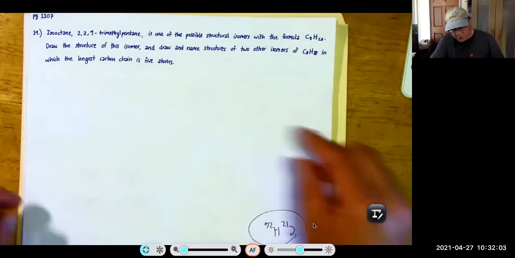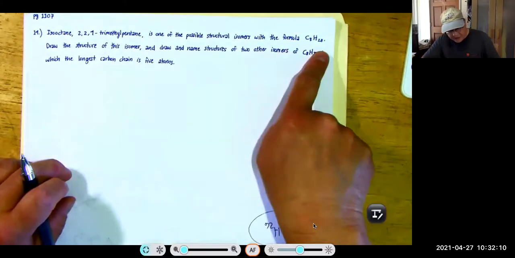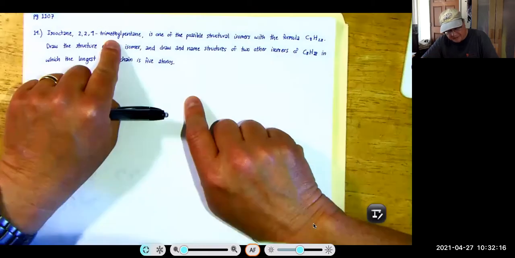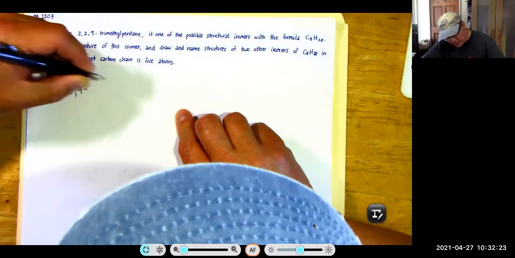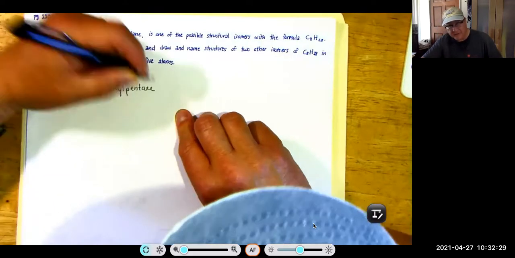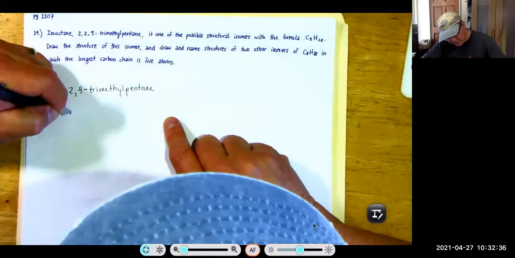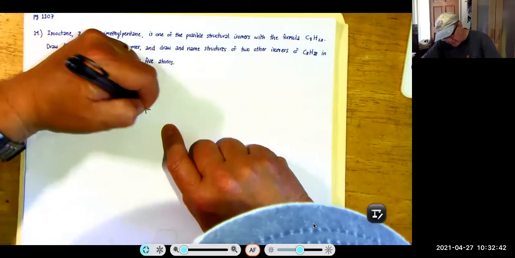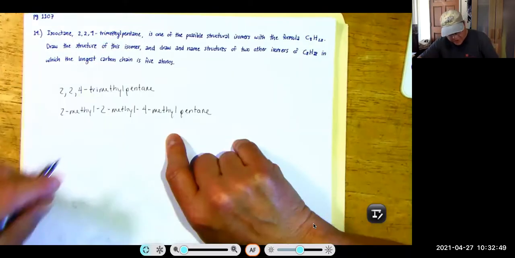Isooctane, 2,2,4-trimethylpentane, is one of the possible structural isomers of the formula C8H18. Draw the structure of this isomer. So we have to understand what this methyl means. When we look at this name, 2,2,4-trimethylpentane, this name is short for 2-methyl, 2-methyl, 4-methyl pentane. So that's what this is short for.